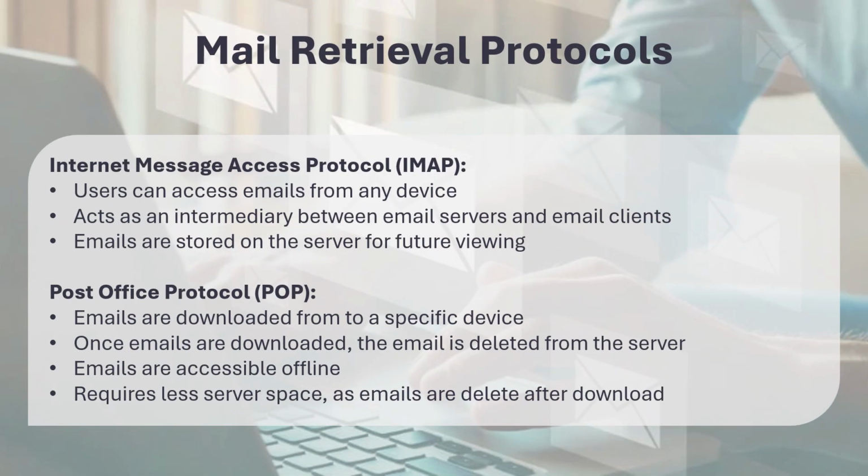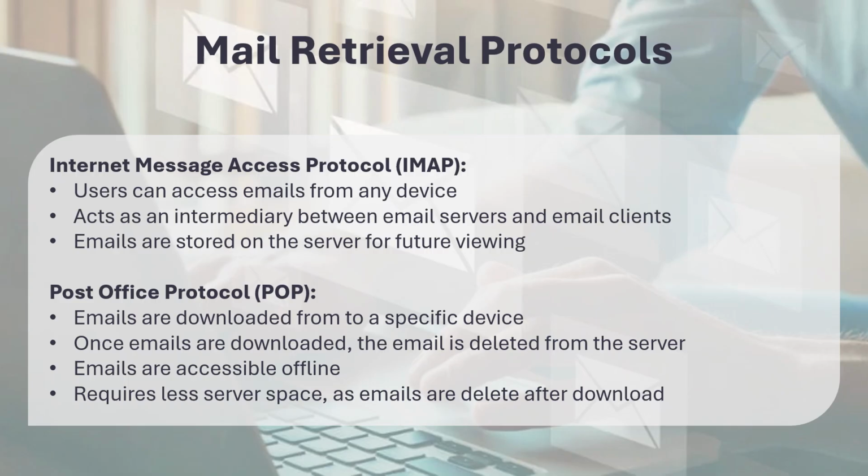The most common mail retrieval protocols are IMAP, Internet Message Access Protocol, and POP, Post Office Protocol. Both of these protocols allow an email client to retrieve messages from an SMTP server. The key difference between the two is that IMAP allows users to access their email from any device, as the emails are stored on the server and can be accessed via an internet connection.